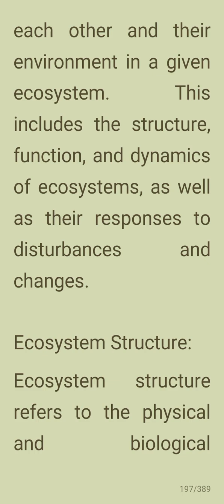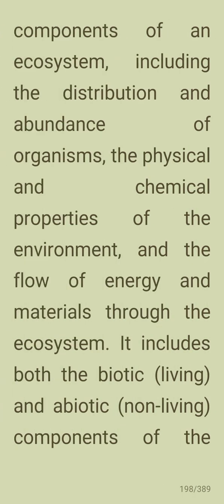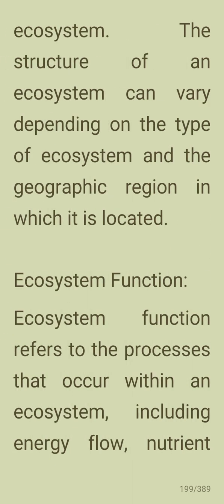Then ecosystem structure. Ecosystem structure refers to the physical and biological components of an ecosystem, including the distribution and abundance of organisms, the physical and chemical properties of the environment, and the flow of energy and materials through the ecosystem. It includes both the biotic and the abiotic components of the ecosystem. The structure of the ecosystem can vary depending on the type of ecosystem and the geographic region in which it is located.